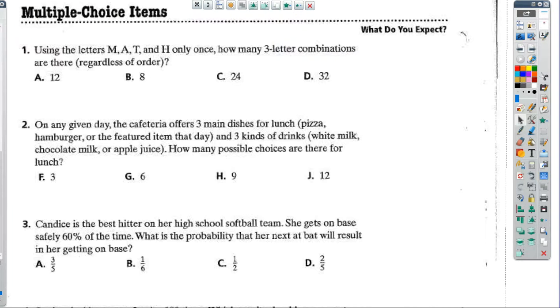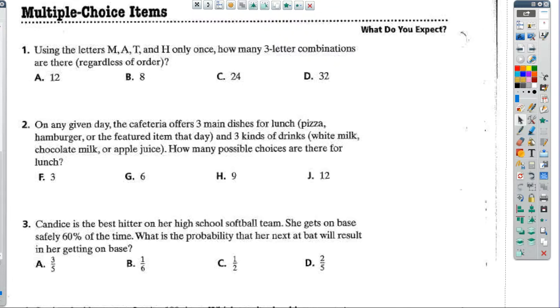Hello, this is a review of the unit test for What Do You Expect? CMP2, and we're going to start with just the multiple choice problems. Now before we get started with the actual problems, just a quick little note.